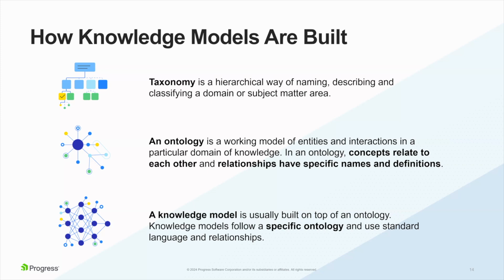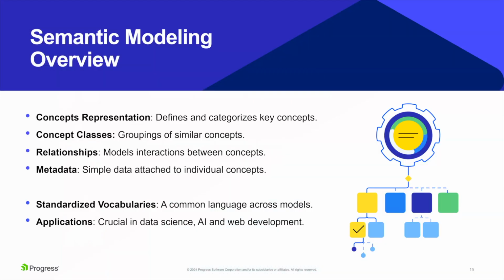And then a knowledge model is built on top of an ontology. Knowledge models follow a specific ontology and use that standard language and relationships. So here are some more semantic modeling terms that I'm going to use today that I want you to be aware of. Concepts or concept representation defines and categorizes key concepts. Then we have concept classes, which are groupings of similar concepts, like fruit might be a class of apple, pear, orange, and so forth.